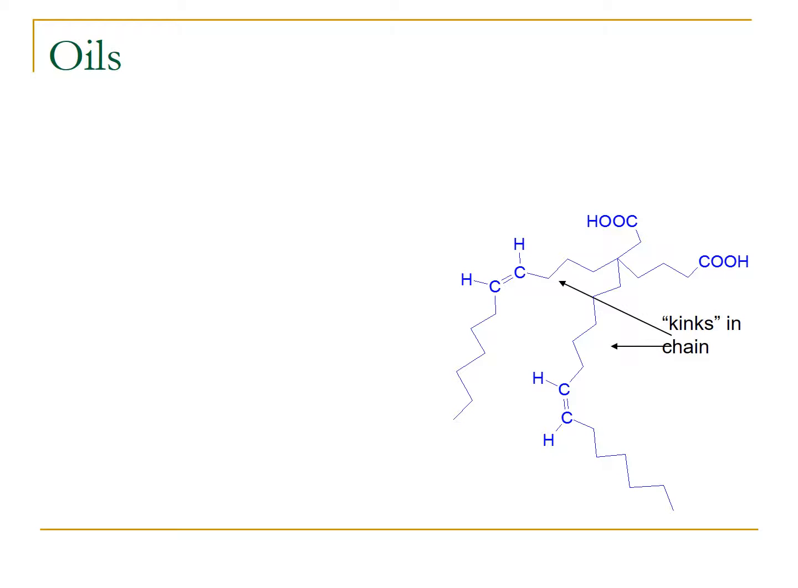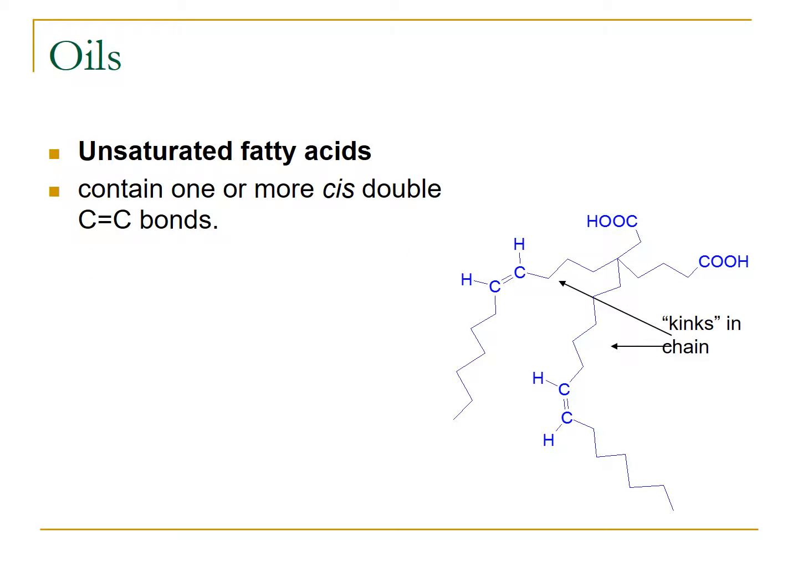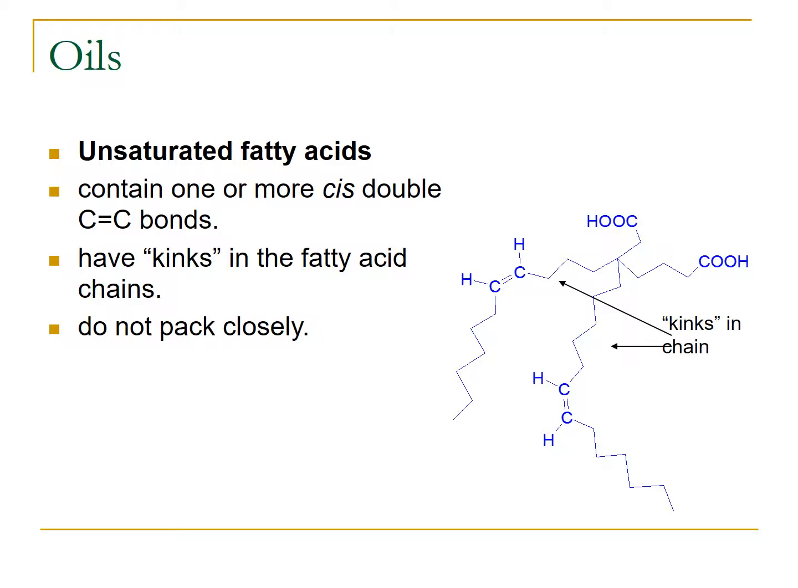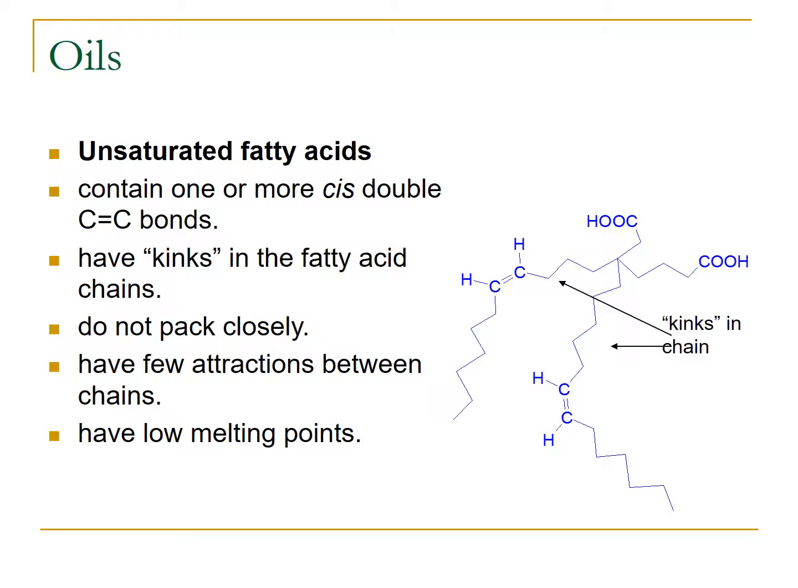With less flexibility, it becomes more difficult for these chains to line up side by side. The kink in the chain means the chain is going to have some V shape to it, and then those V-shaped portions aren't going to be able to line up side by side, and as a result your oils are going to be more liquid. So unsaturated fatty acids contain one or more cis double bonds, and these are going to be kinks in the fatty acid chains, keeping them from packing closely. Fewer attractions between the chains means these are going to have low melting points and be liquids at room temperature.